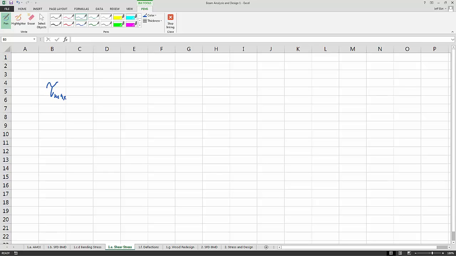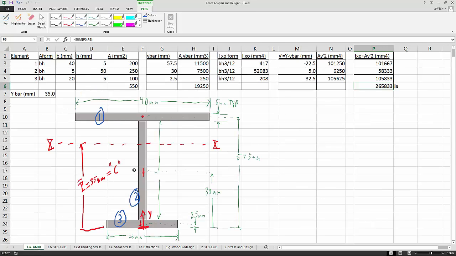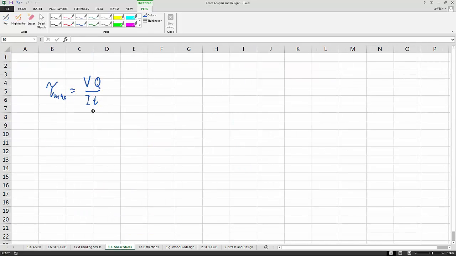maximum shear stress equals VQ over IT. Now this is the general shear formula. There are other formulas that we use, for example, W shapes or S shapes that are steel, and there are some other special formulas for rectangles and circles and so on. But because this is a built-up shape, it's not a standard, it's not special, it needs to have an analysis done by the general shear formula.